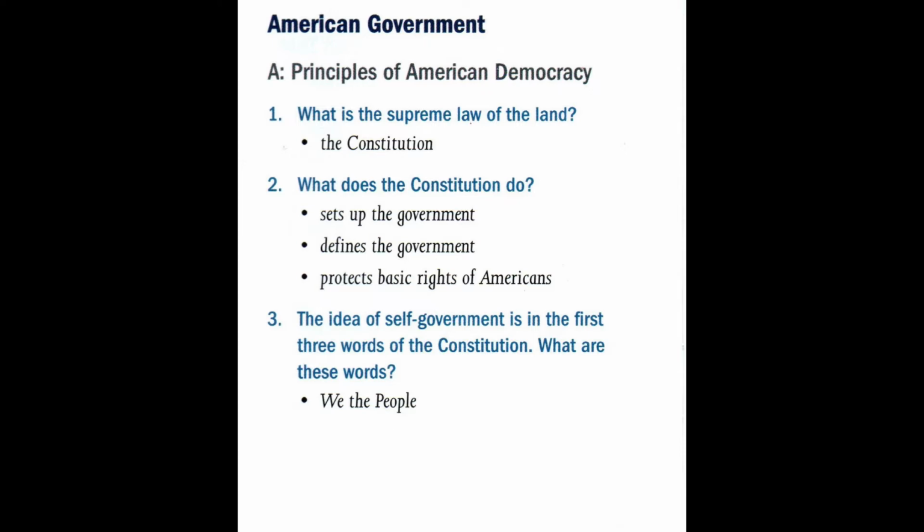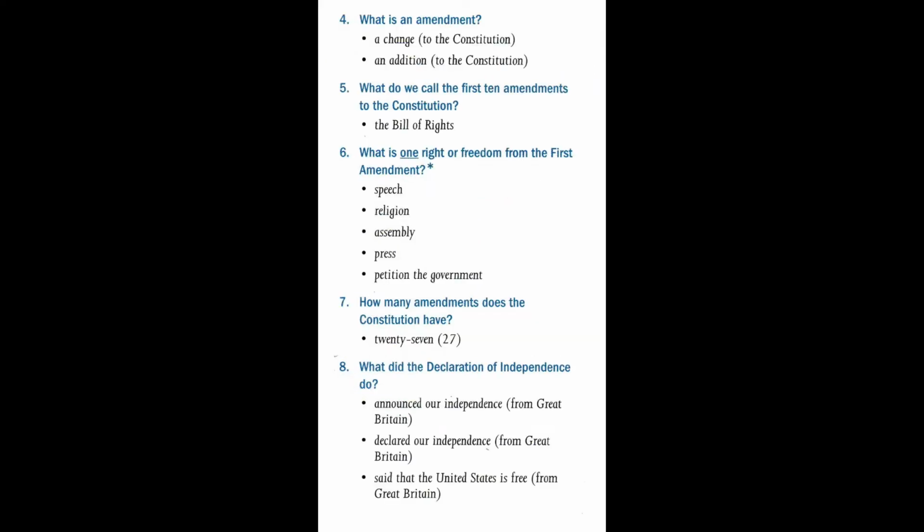3. The idea of self-government is in the first 3 words of the Constitution. What are these words? We the people. 4. What is an amendment? A change to the Constitution. An addition to the Constitution. 5. What do we call the first 10 amendments to the Constitution? The Bill of Rights.